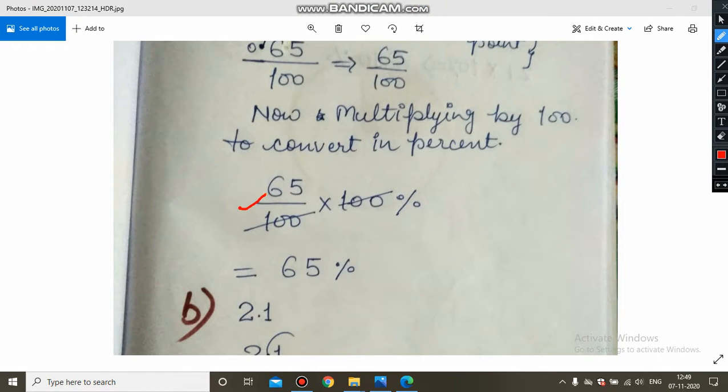So 65 upon 100 into 100, and it is necessary to mark the sign of percentage. It is very important. Whenever we are finding the percentage, it is very important to mark the sign of percentage. So I have multiplied it by 100 to find the percentage and marked the percent sign. So 100 and 100 will cancel each other, and now we have 65. So it will be 65%, and students, it is the answer. It is very easy, you can do it by yourself. Now students, you can do any question like this.